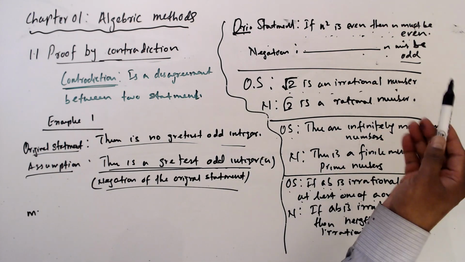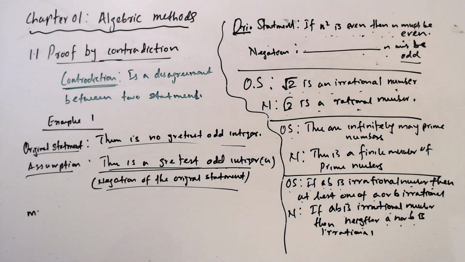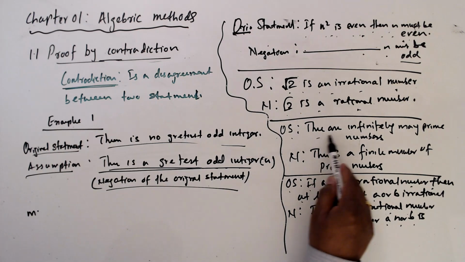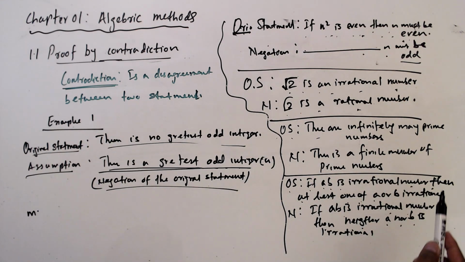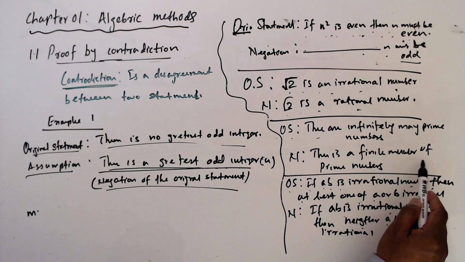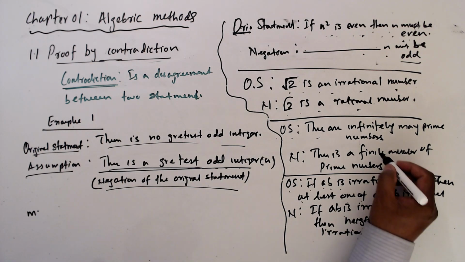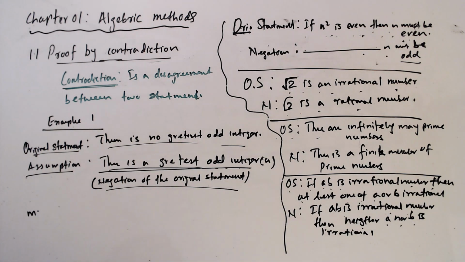So the original statement is: square root 2 is an irrational number. So how do we write the opposite of it? Square root 2 is a rational number. Another statement: there are infinitely many prime numbers. The negation: there is a finite number of prime numbers.